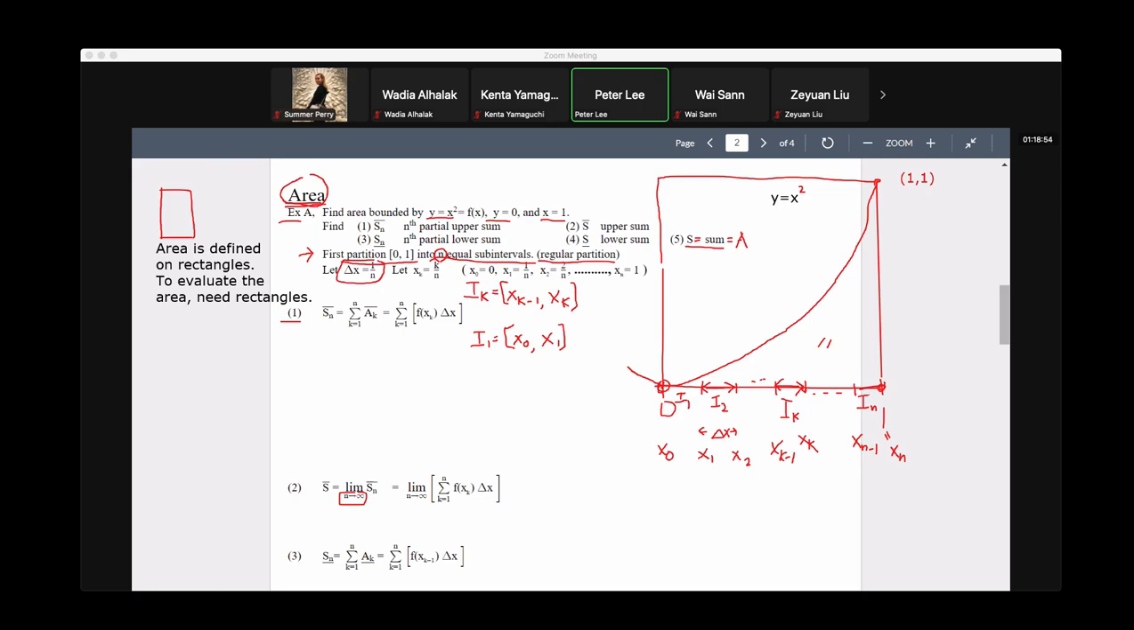Now, let's figure out the coordinates of these x's here. So x0, in our case, is 0. What is x1? Note that x1 and x0 are delta x away. Therefore, x1 will actually be delta x. The coordinate will actually be 1 over n.